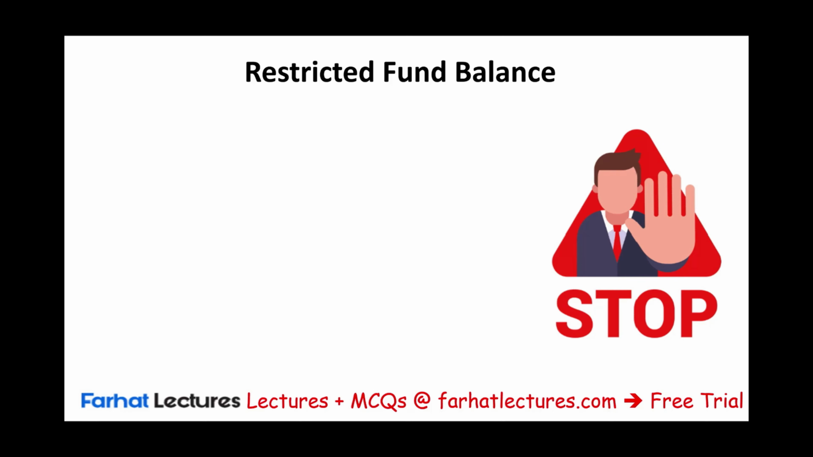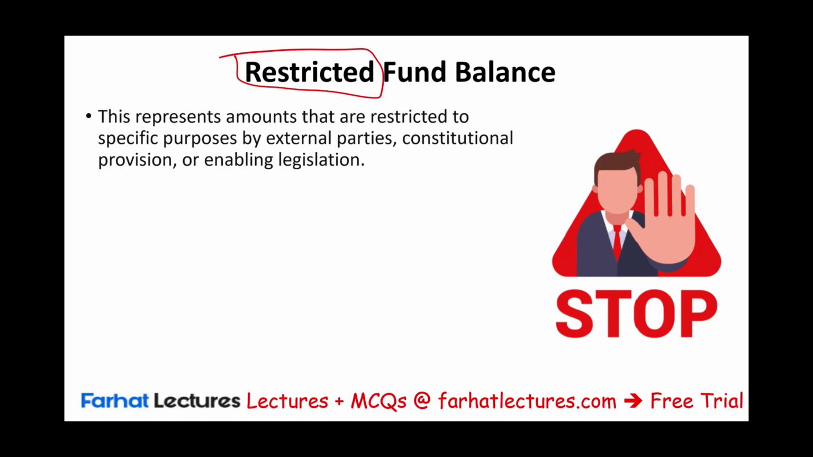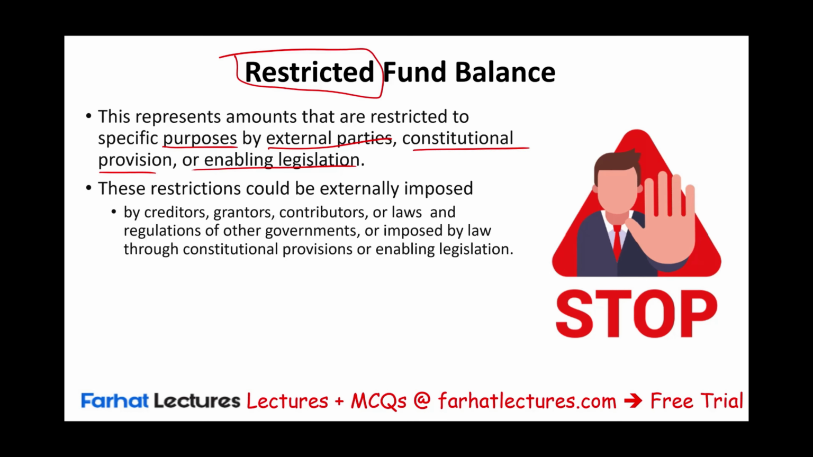But guess what? It's spendable but restricted. This represents amounts that are restricted for specific purposes. And who restricts those? External parties, constitutional provision, or enabling legislation. This could be creditors, external parties, bankers, people that lend you money, grantors, other governments, contributors, someone who'd like to contribute money, but they want to restrict that money. They want to restrict the use of it for a specific purpose. It could be restricted by laws or regulation of another government because they gave you the money, imposed by law through constitutional provision or legislation. So it's restricted for a specific purpose.